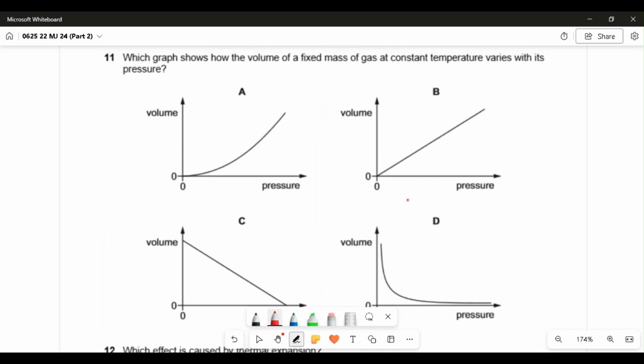11. Which graph shows how the volume of a fixed mass of a gas at constant temperature varies with its pressure?